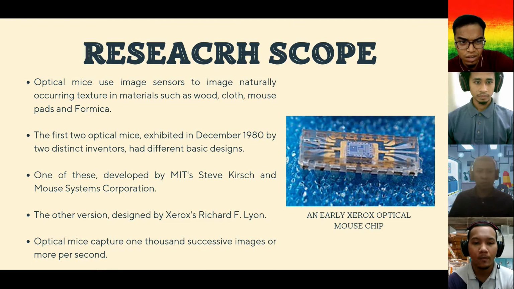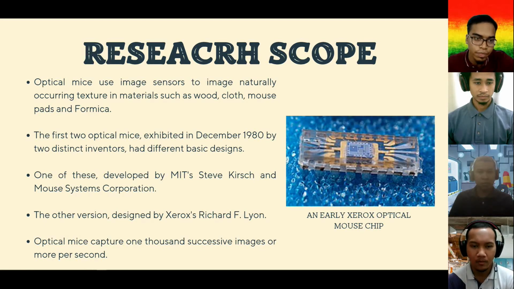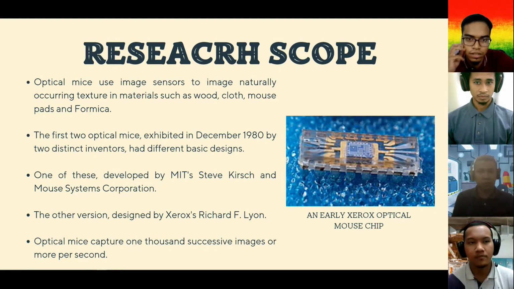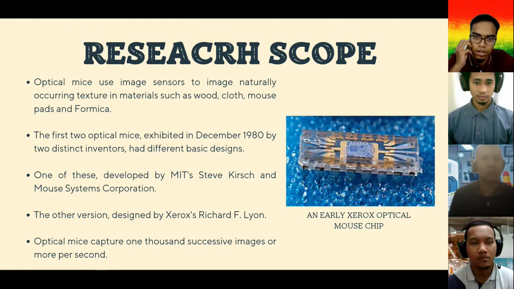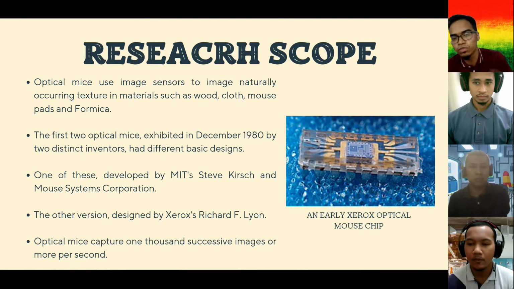Next, the first two optical mice exhibited in December 1980 by two distinct inventors had different basic design. The third is one of these developed by MIT Steve Kirsch and Mouse Systems Corporation. The other vision designed by Xerox Richard F. Lyon. And then the last one is optical mice capture 1000 successive images or more per second. So we can see on the right side is about our optical sensor, which is an early Xerox optical mouse chip. So we move to the next slide.